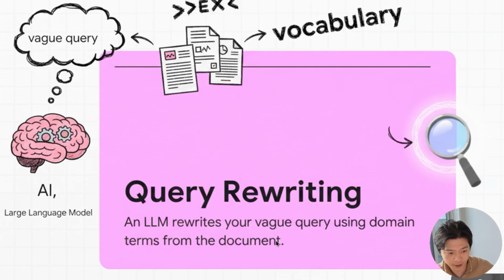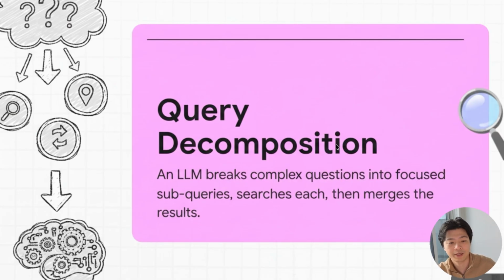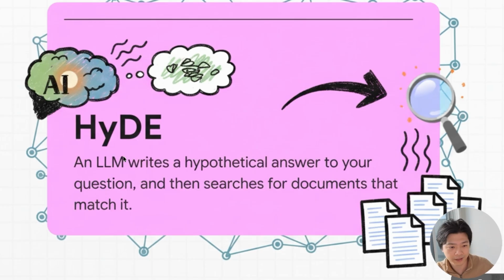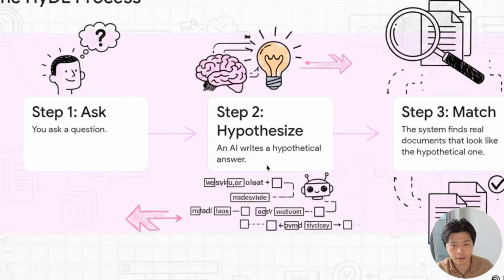Query rewriting. An LLM rewrites your vague query using domain terms from the document. This is the 90% solution. It handles most queries you will see. Query decomposition. For complex multi-part questions, the LLM breaks them into focused subqueries. Search each one separately, then merge and deduplicate the results. And HyDE, hypothetical document embeddings. Instead of searching with the question, we ask the LLM to write a hypothetical answer, then embed that. Documents match documents better than questions match documents.